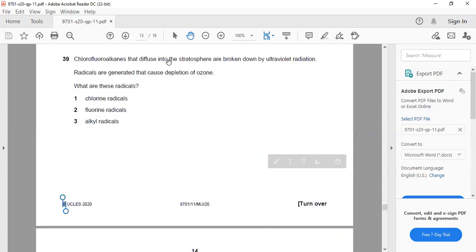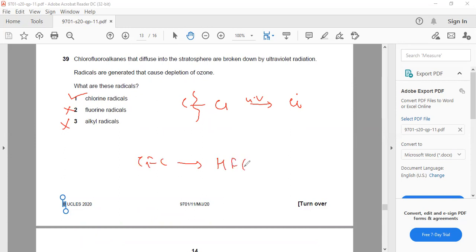39. Chlorofluoroalkane diffuses into the atmosphere in ultraviolet rays. What are the radicals? Chlorine radicals, yes. Carbon chlorine bond breaks homolytically in UV light, forming chlorine radical. Fluorine radical is not formed, neither is alkyl radical. That's why we use hydrofluorocarbon as the substitute of chlorofluorocarbon. Carbon fluorine bond does not break. Chlorine radical is formed, only one. D is correct.